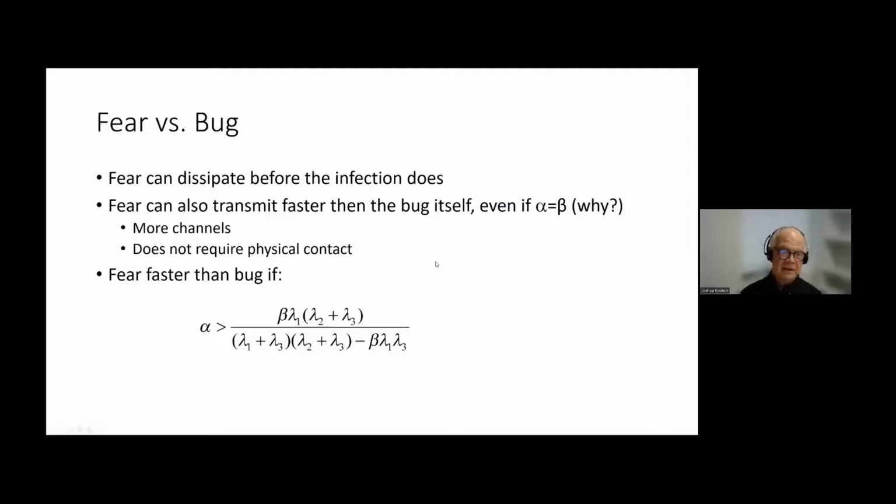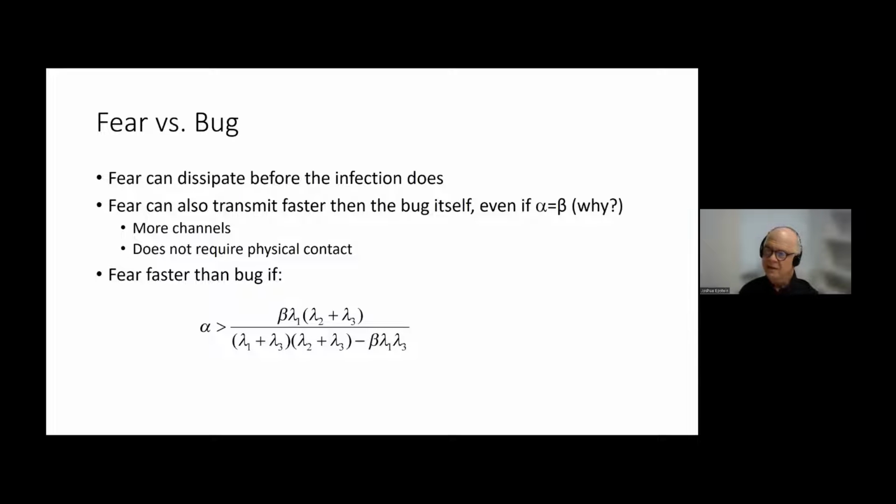All right. You can play other games. Fear, here's where the asymmetry comes in. Fear can dissipate before the infection does. And it can also transmit faster than the bug itself, even when the transmission rates are the same. To your point, Benjamin, it can transmit faster than the bug itself, even if the two rates are the same.